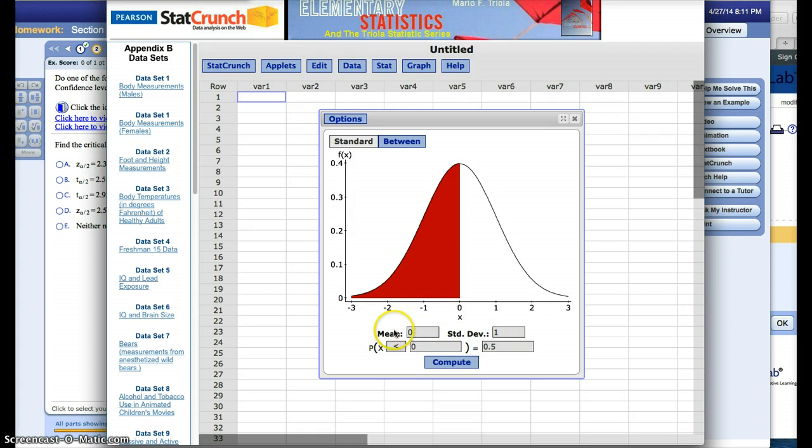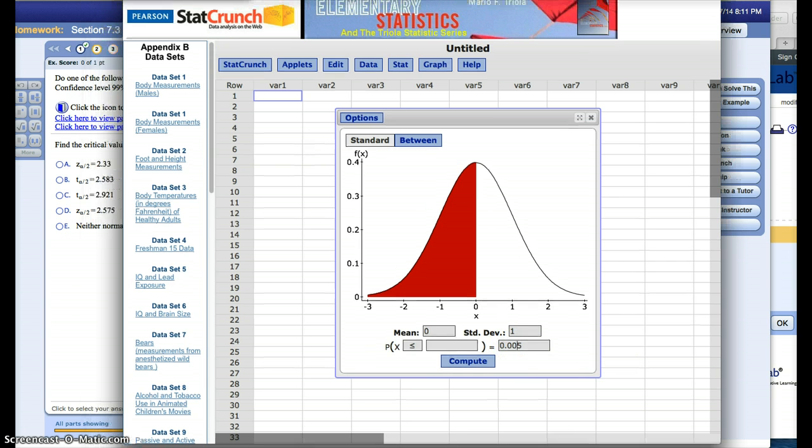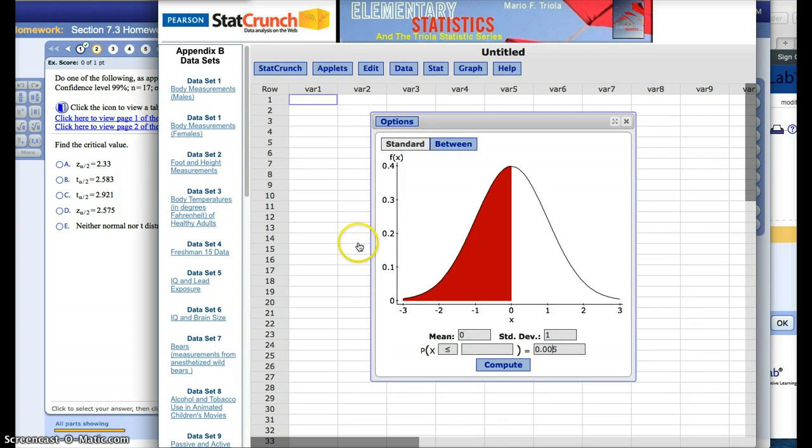For normal distribution, if I know I want z of alpha over 2, that means that if I have a standard normal, the mean would be 0, standard deviation would be 1, and I want the value to the right side to be 0.005, because that's 0.5%, which is half of alpha, because alpha is 1%.